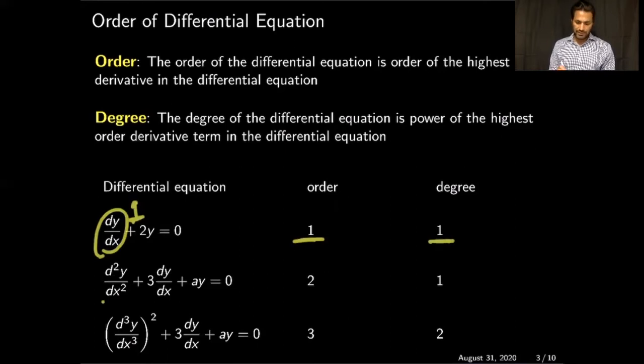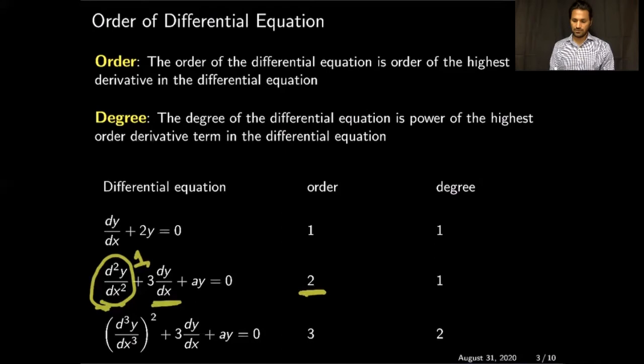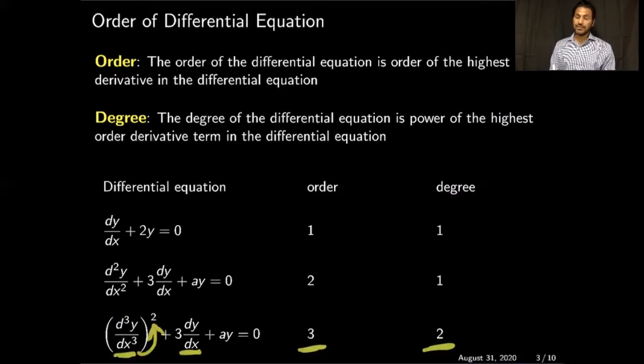Here you can see that the highest order derivative is d square y by dx square. So this one is the first order, this one is the second, so this is the highest, and its degree is 1. Therefore this differential equation is of order 2 and degree 1. Here you can see the highest order term is d cube y by dx cube, because this is the first order term and this is the third order term, and its degree is 2. So therefore this is a differential equation of order 3 and degree 2.